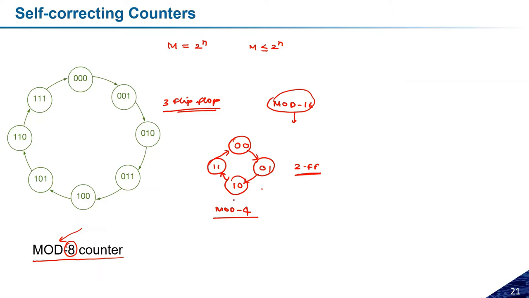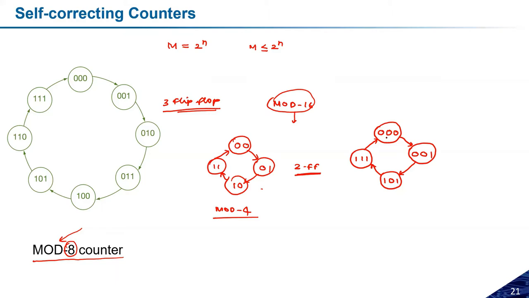But there may be something different. Okay, so I'm claiming this is the mod 4 counter. But suppose I have a sequence which is something like this: 000, 001, 101, and 111. These are the sequences of a counter: it starts from 000, then the next state is 001, the next state is 101, and the next state is 111. Okay, and again it comes back to 0.